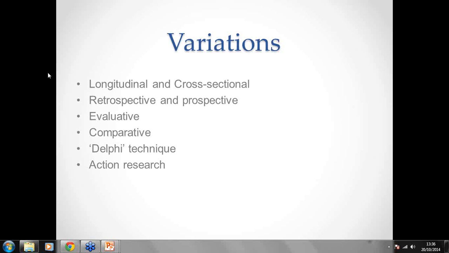And hopefully some of you have heard of action research, which is another variation. Can anybody tell me what it is? Yes, sort of research as it happens.